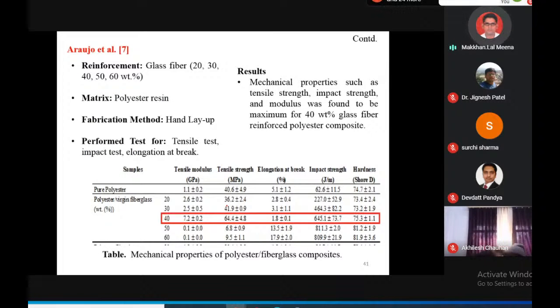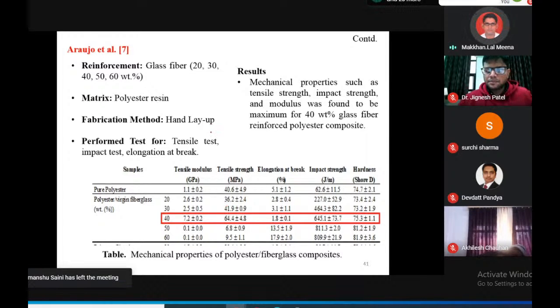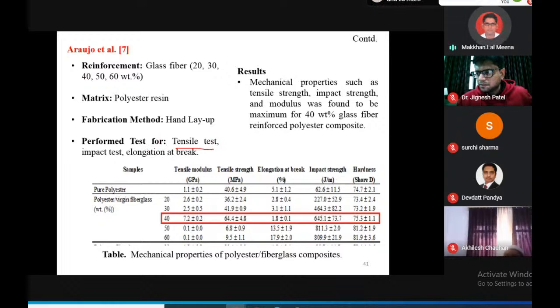And this is another research paper by Araujo et al. Their reinforcement material is glass fiber, and the percentages chosen in the study were 20, 30, 40, 50, 60. The matrix is polymer resin. For the fabrication method of composites, they adopted the hand lay-up fabrication method. These are the different tests conducted: tensile test, impact test, ergonomics test.